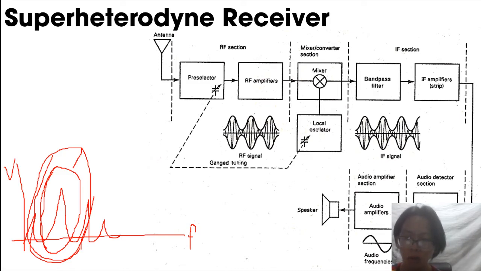A receiver can have one or more RF amplifiers, or it may not have any, depending on the desired sensitivity. Several advantages of including RF amplifiers in a receiver are as follows. One, it provides a greater gain, thus it also provides better sensitivity. Number two, it improves image frequency rejection, and we will also be discussing image frequency rejection later in this video. Third advantage is that it has a better signal to noise ratio. The fourth one is that it has a better selectivity.